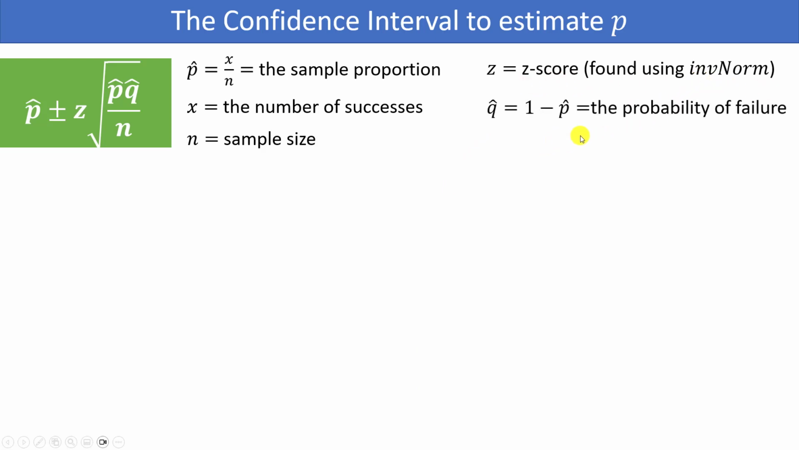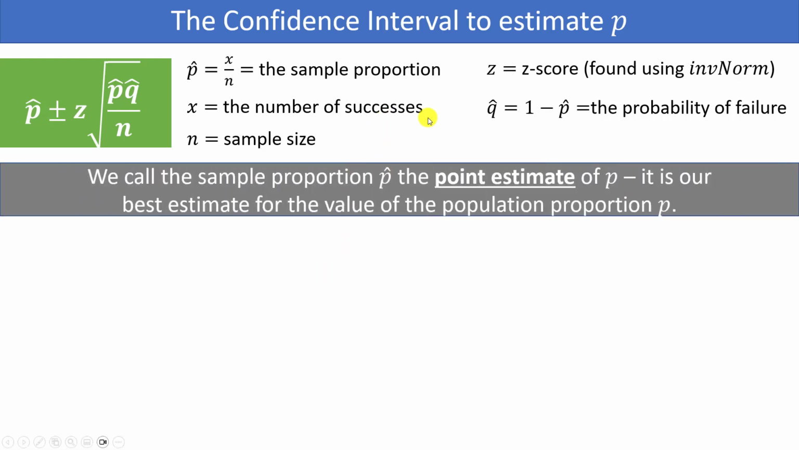Q hat is the probability of failure, which is the complement of p hat, which can be found by taking 1 and subtracting p hat. This is the proportion of individuals who could not locate Ukraine on a map in our example. We call the sample proportion p hat the point estimate for the population proportion p. P hat is our best estimate for the value of the population proportion.